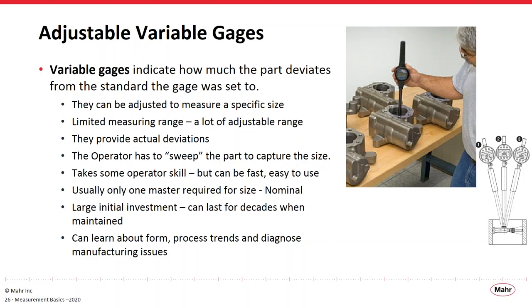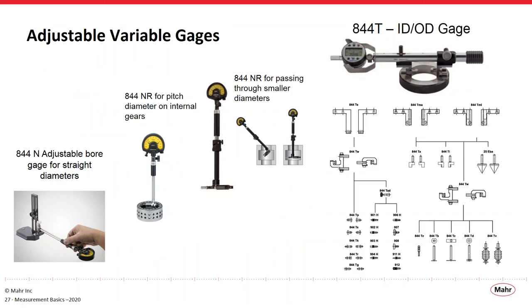And these don't require a very large investment, and they're gauges that have been around for decades when taken care of properly. By measuring multiple diameters on a dimension, you can get a general idea about what the form or process trend might be and help diagnose manufacturing issues. Here are some adjustable variable gauge examples: adjustable bore gauges, adjustable ID/OD gauges. All these require some operator involvement, but they have long adjustable range and a very precise measuring range.